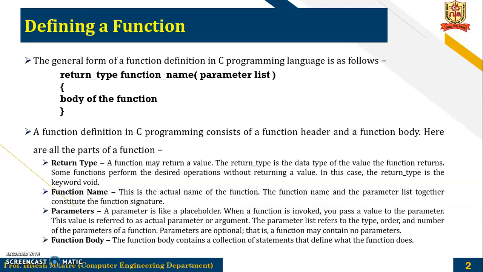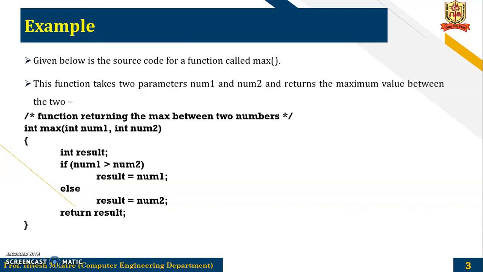Then the function body. The function body contains the collection of statements that defines what the function does. So the body of a function includes all the code for which the function is being designed. Now, an example. Given below is the source code for a max function. This function takes two parameters, num1 and num2, and it will return the maximum value between the two. Here we can see integer as the return type, so this function will return a value of type integer. The name of the function is max. Then we have parameters num1 and num2, which are of type integer.